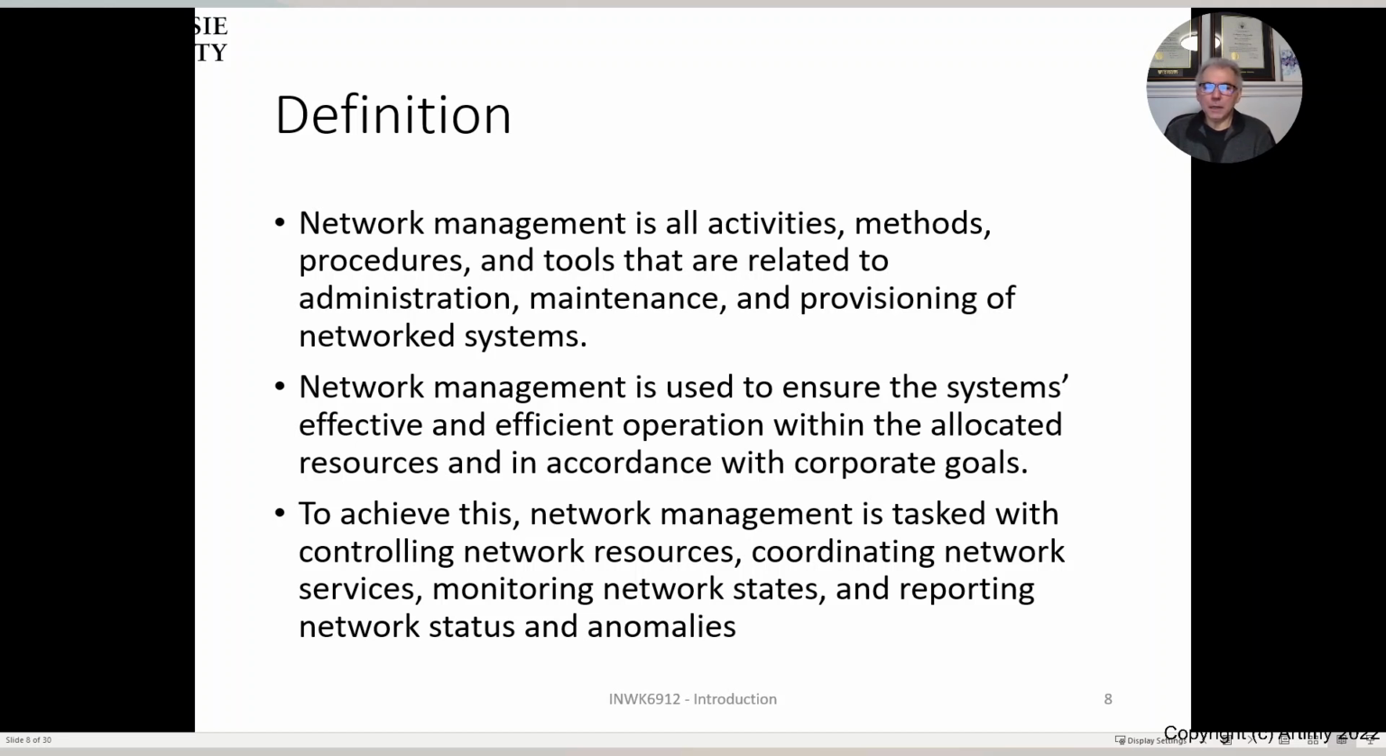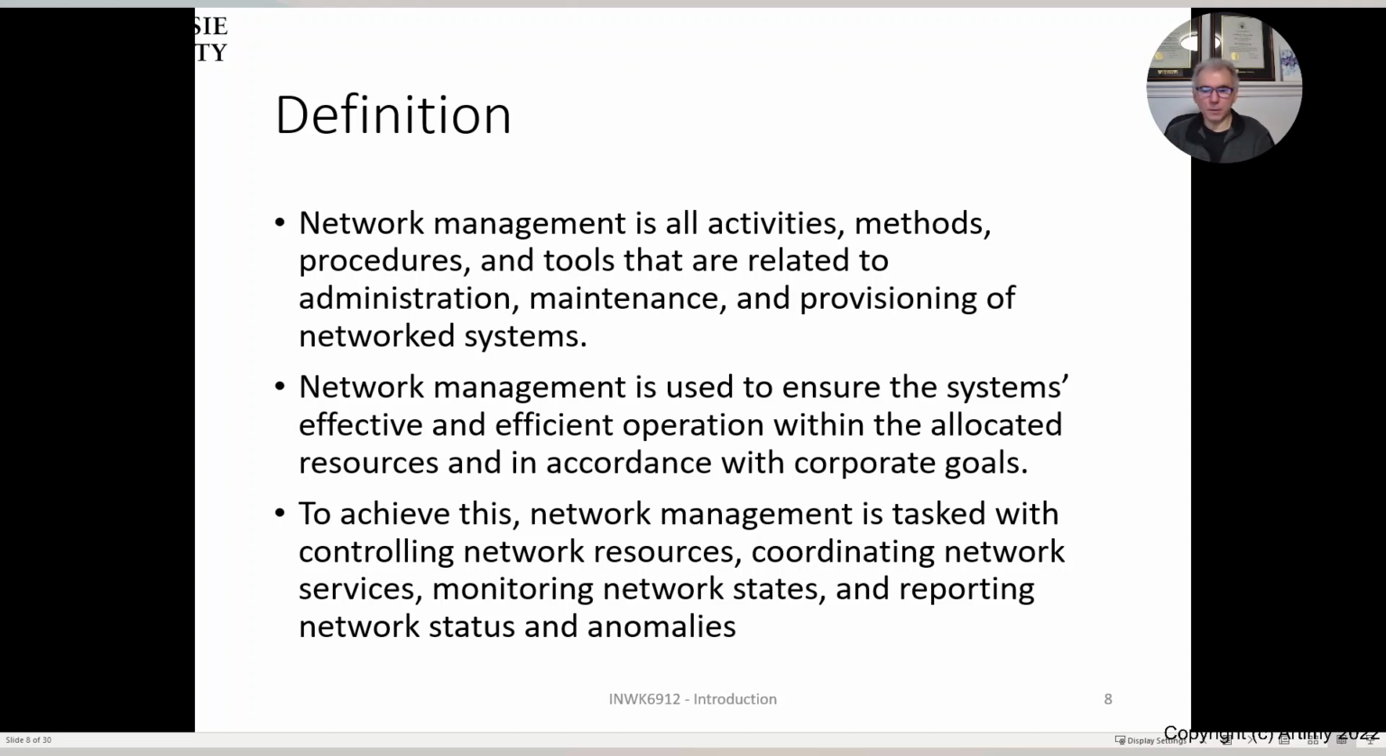Everything you do has to be part of the corporate goal. So far in all the courses that we took, we looked at only networking technologies, but now we are saying that this network is part of a business. So it has to be integrated with the business.